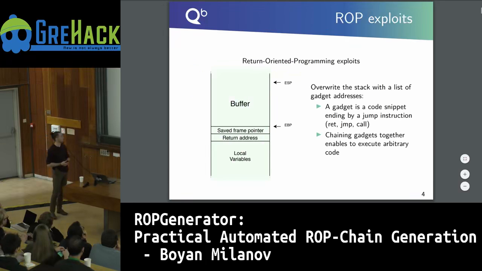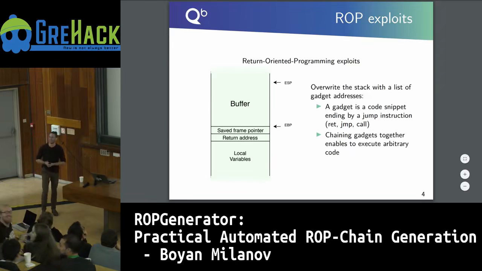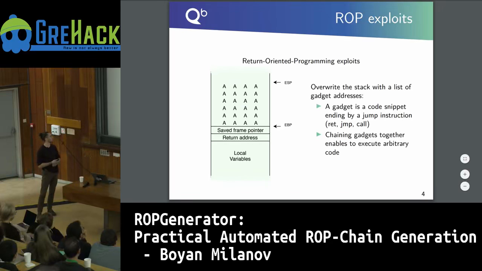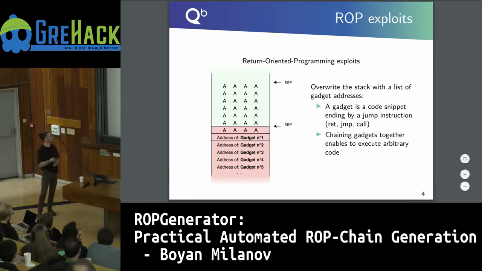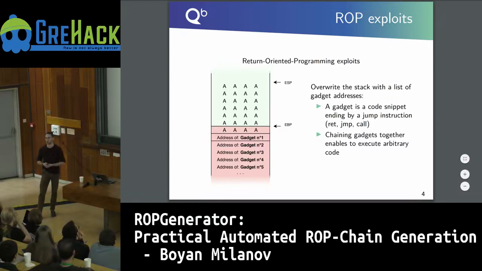So how does a ROP attack work? Basically, I will show it on a buffer overflow. When you have a buffer overflow, you can override the stack with an input. So what you will do is replace the return address of a vulnerable function with a list of gadget addresses. A gadget is a small code snippet that you take in a vulnerable program. It's a few instructions ending with a return instruction, basically. And by chaining gadgets together, you will have arbitrary code execution on the vulnerable system.